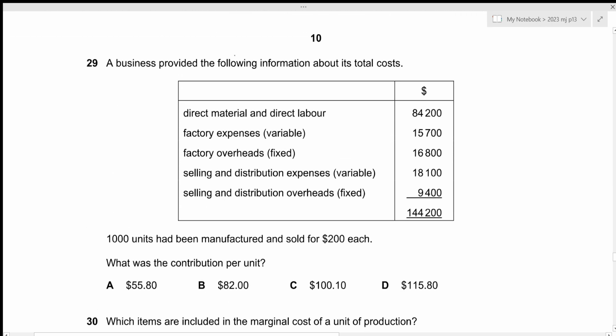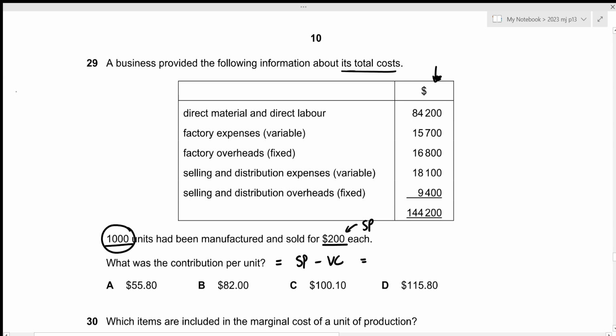A business provided the following information about its total costs. Alright, 1,000 units had been manufactured and sold for 200 each. This is the selling price per unit. Now we need to figure out the contribution per unit. So the formula for contribution per unit is selling price per unit minus variable cost per unit. And we can see that we're given the variable cost in terms of total cost. So in order to figure out the per unit cost, we can just divide the total by the number of units, which is 1000 in this case.